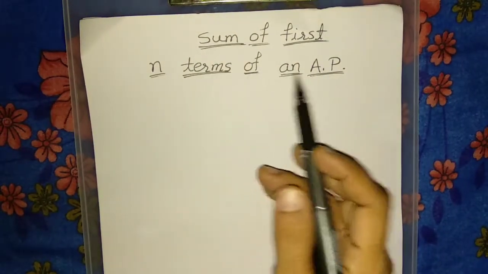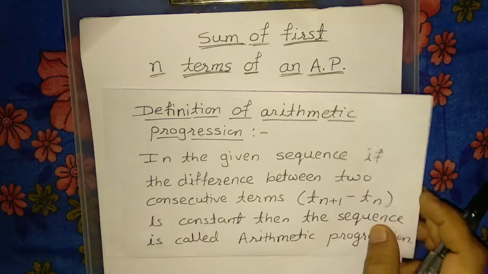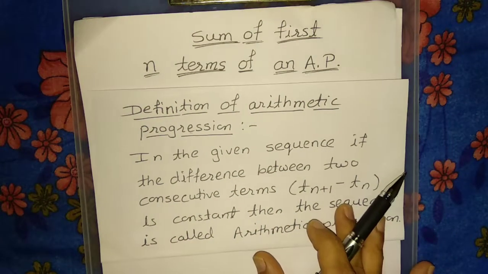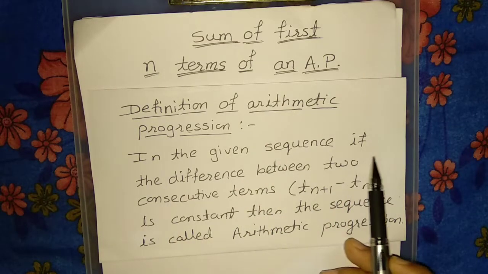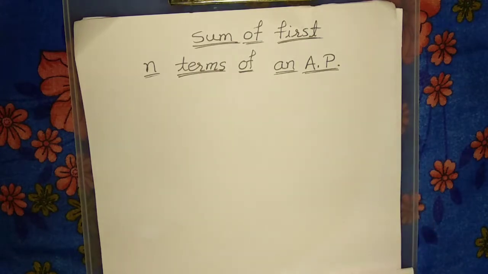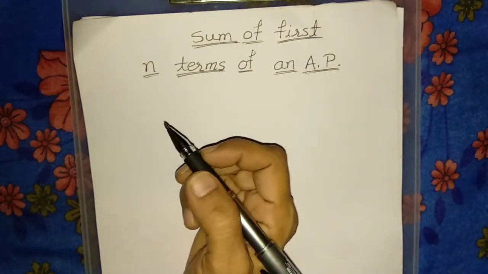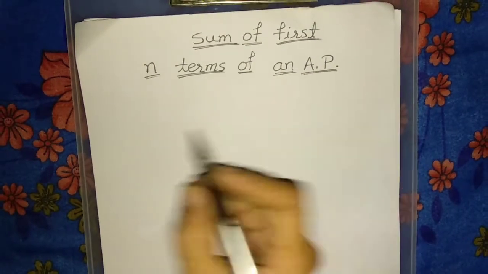Today we will see some formulas for the sum of the first n terms of an AP. We know the definition of arithmetic progression: in the given sequence, if the difference between two consecutive terms, that is tn plus 1 minus tn, is constant, then the sequence is called arithmetic progression. Arithmetic progression in short is written as AP.